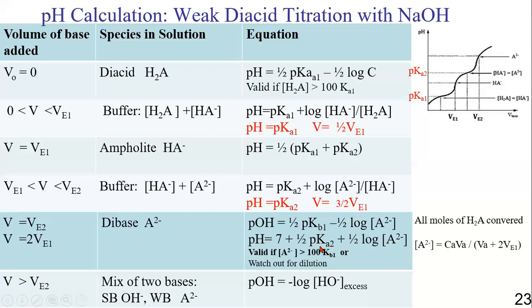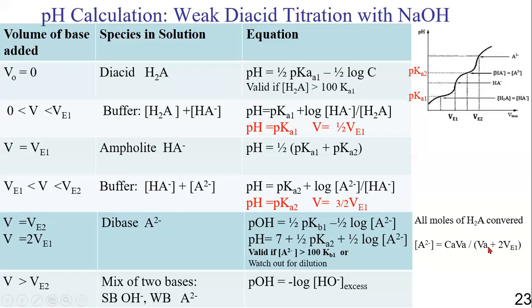Remember the KB1, when we want to do the calculation, we have to use the Ka2 value for its calculation. So what's the concentration of A2 minus? Well, A2 minus is simply the same amount of moles as my original acid. So CAVA, which is the moles of this acid, divided by the total volume. What's the total volume? It's the volume of the acid that I used, plus 2V equivalence 1. Why 2V equivalence 1? Why not just V equivalence 2? Well, remember, V equivalence 2 is twice V equivalence 1, 2 times the amount.